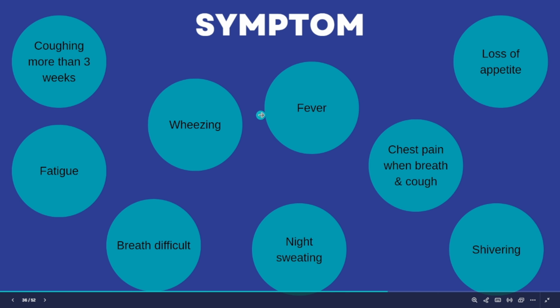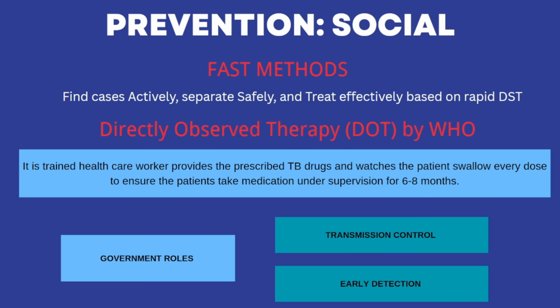You can read yourself. So for prevention, one of the methods recognized by WHO is using the FAST method, which is find cases actively, separate safely, and treat effectively based on rapid drug susceptibility testing. So this is the method. How can this method prevent?